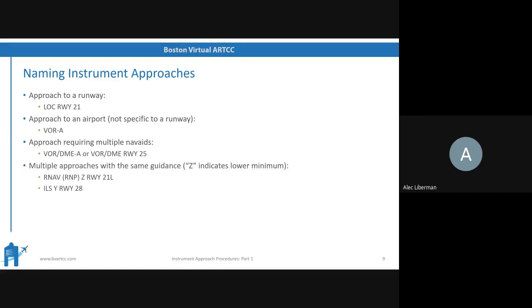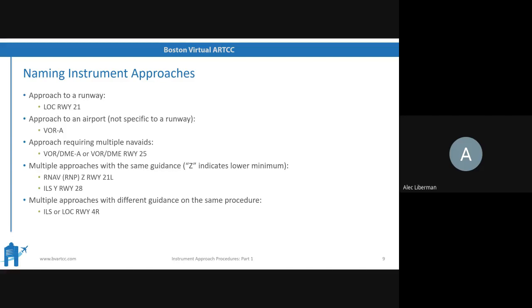Then you could have multiple approaches with the same guidance. In this case, a suffix letter starting from the back of the alphabet would indicate different minimum types. So you could have an RNAV RNP Zulu runway 21 left approach. And then you could have an ILS Yankee runway 28 approach to somewhere else. I'm assuming there would also be an ILS Zulu runway 28 approach with different minimums.